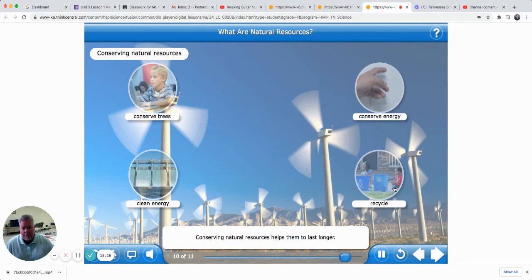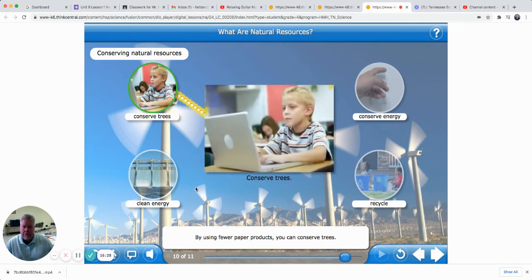Conserving natural resources helps them to last longer. Let's see some ways that natural resources can be conserved. Click an image to start. By using fewer paper products, you can conserve trees. You conserved a lot of trees this year.